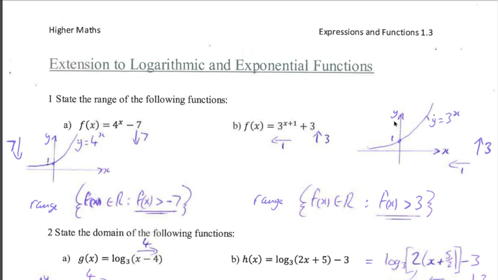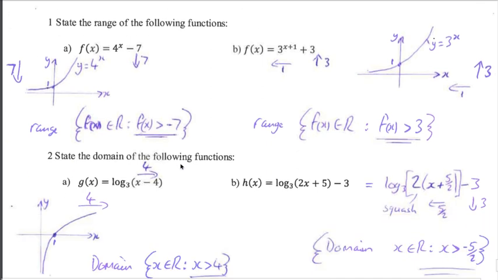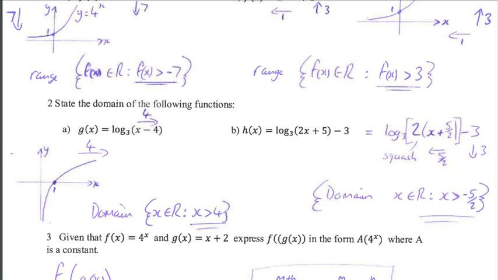So at the moment, the y coordinates are greater than 0. They're all positive. So if I move this whole thing up by 3, so it's up here, then the y coordinates will always be greater than 3. Because every single point on that curve is moving up by 3. So my range would be f of x is an element of R, where f of x is greater than 3. Again, the whole curve's moved up by 3, so the y values will always be 3 or more.